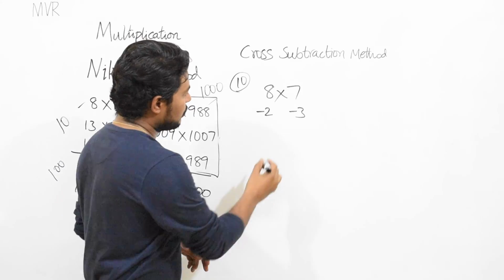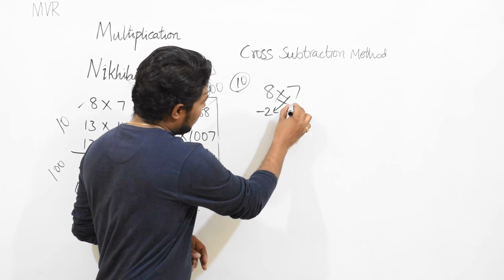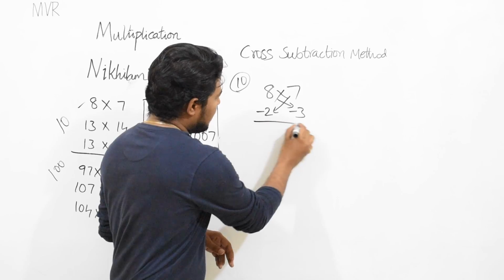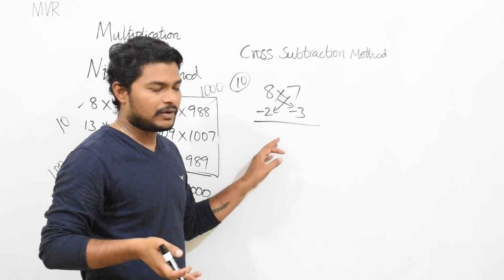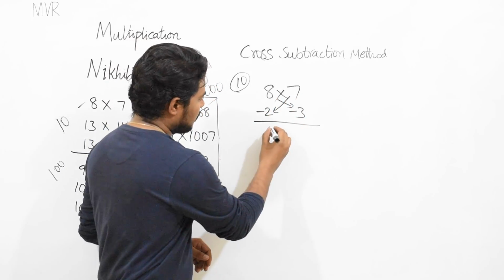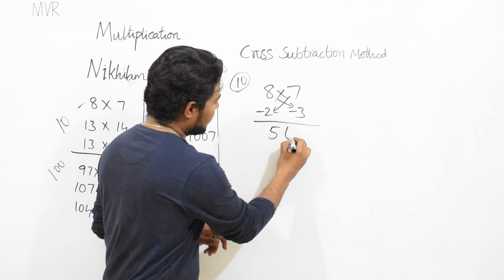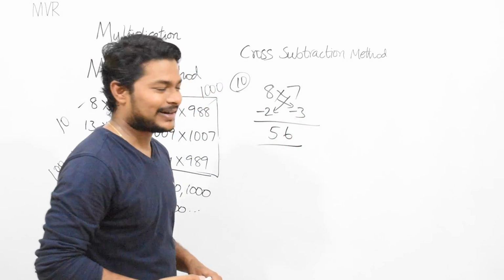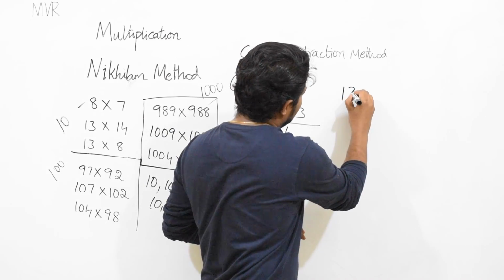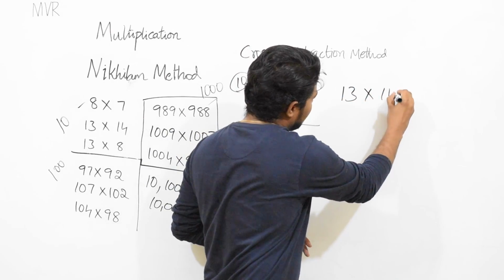Now what we need to do? You need to subtract this from this or this from this. Both will be the same. Here 7 minus 2 which is 5, or 8 minus 3 which is 5. Okay, you write 5 and multiply these two. 2 into 3 is 6. That's it. Simple, right?